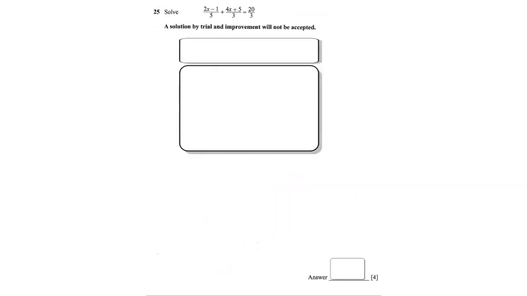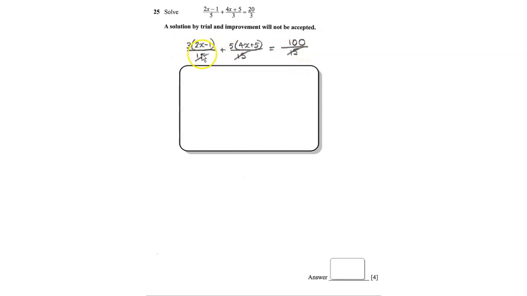Okay, we've got algebraic fractions for question 25. There are many different ways of doing this, and I'm going to show you one way of doing it. As I said, there are many different ways you could do this one. You can see this one here. What we want is a common denominator of each fraction. You'll see 5, 3 and 3, so the common denominator would be 15.